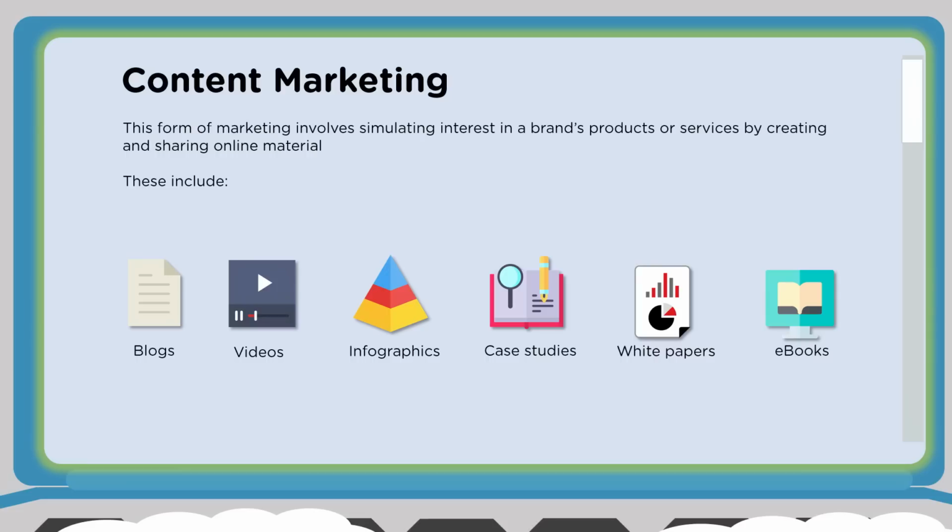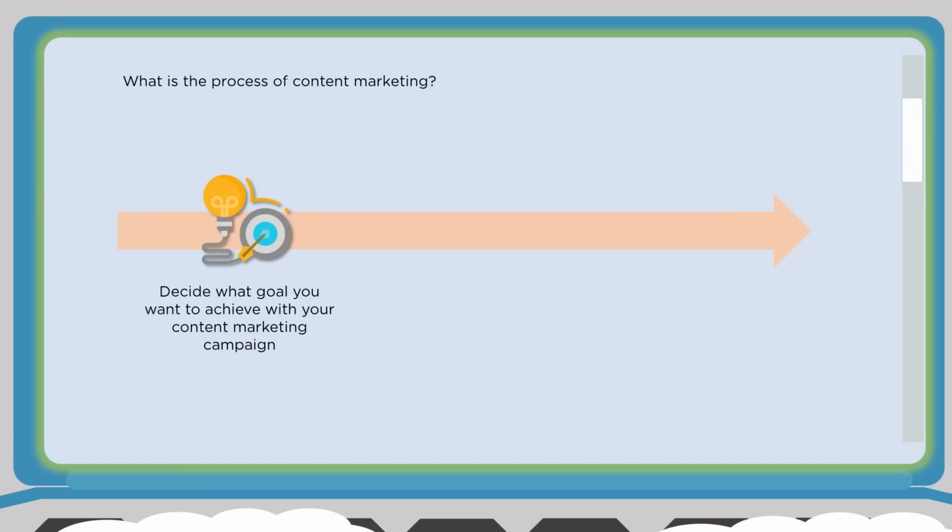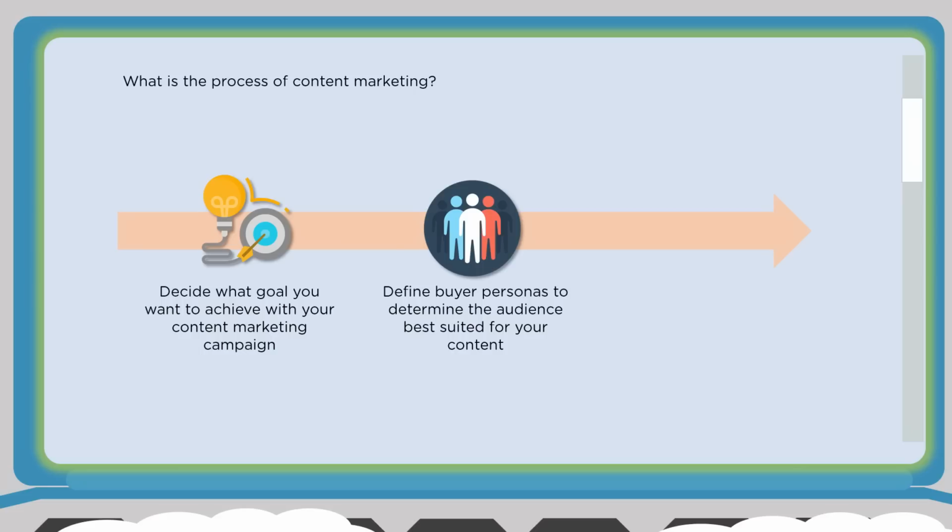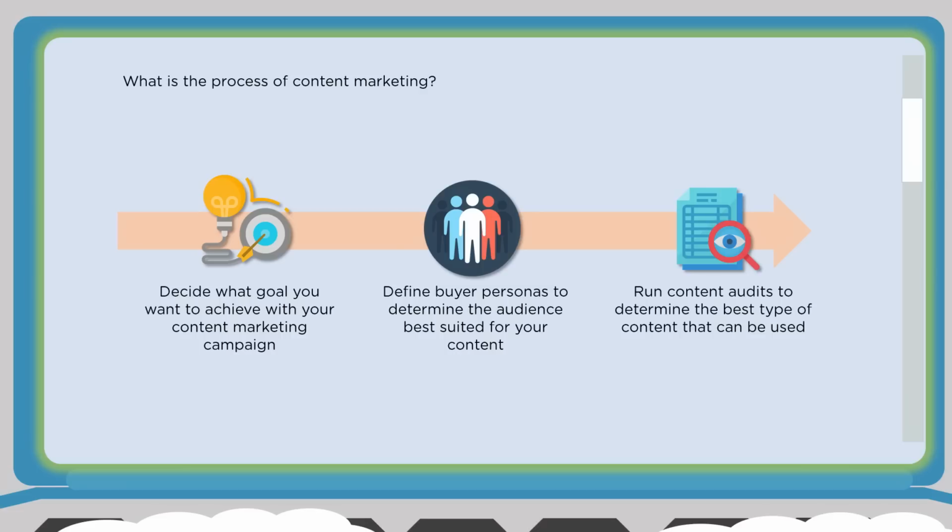You need to be able to push out content so that people have a better understanding of your product or service. The process of content marketing is you really want to decide what goal you want to achieve with your content marketing campaign. You want to define your buyer personas to determine the audience best suited for your content. Okay, so what are you creating? Who is it for?